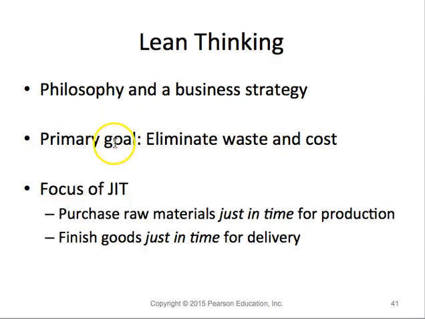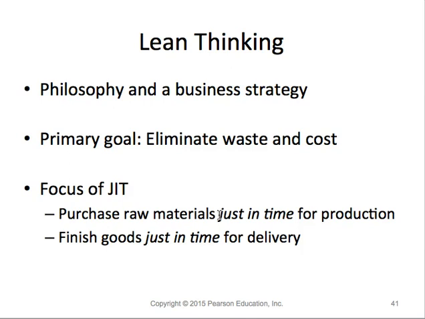The primary goal of lean is to eliminate waste and cost. The focus of just-in-time is to purchase raw material just-in-time for production, and finished goods just-in-time for delivery. Just-in-time is very commonly used in manufacturing facilities, because the goal here is to have minimum or even zero storage, so that when you need it, it's there. When you don't need it, it's not there.